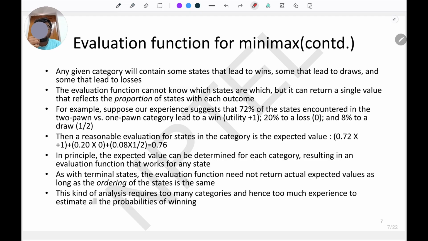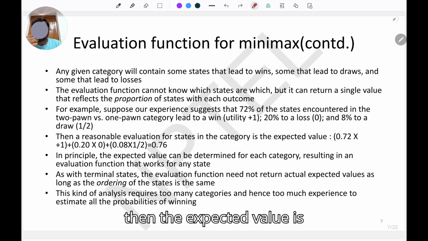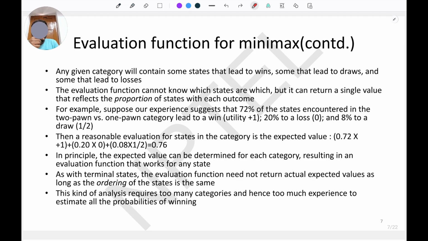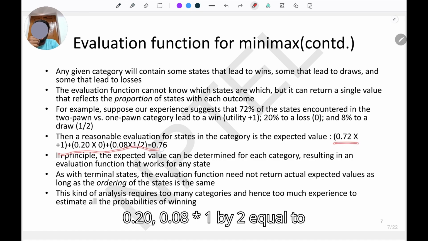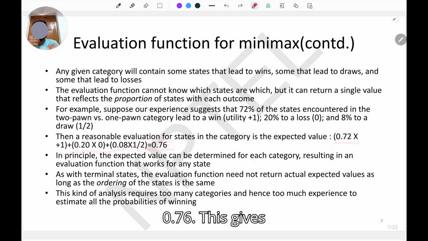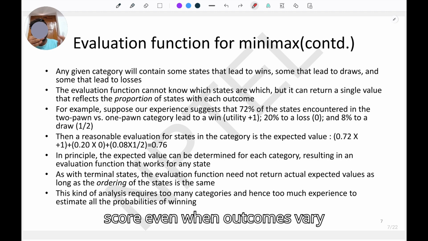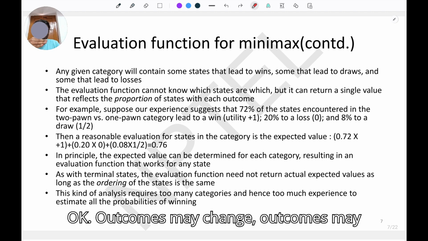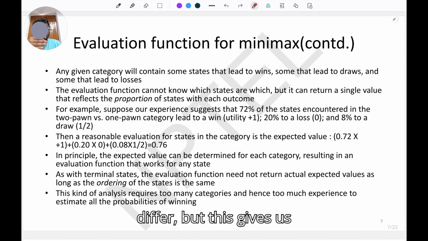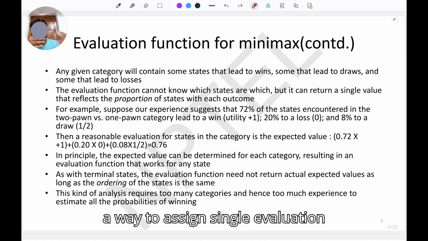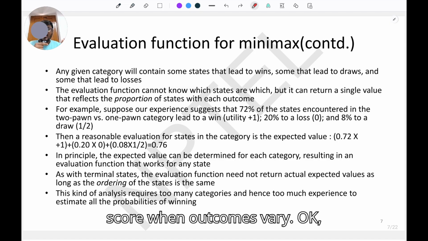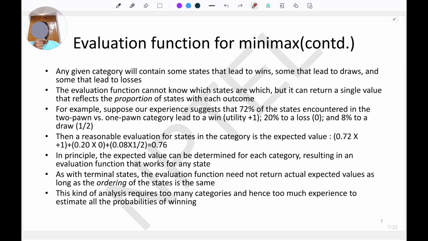Then the expected value is 0.72 times 1 plus 0.20 times 0 plus 0.08 times 1/2, equal to 0.76. Outcomes may differ, but this gives us a way to assign a single evaluation score when outcomes vary.